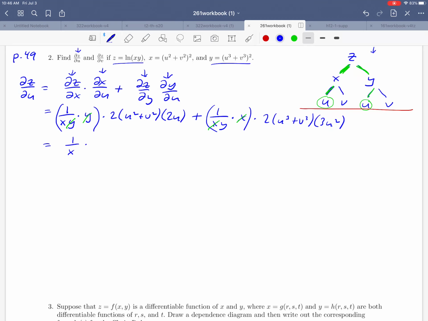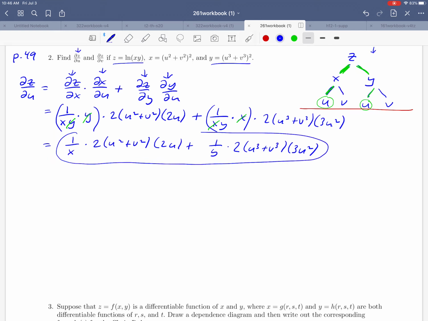I'm not going to worry too much about simplifying here. We have 1 over x times 2 times u squared plus v squared times 2u, plus 1 over y times 2 times u cubed plus v cubed times 3u squared. I'm going to take that as my final answer. Obviously, there are some things that we could do to simplify this if we wanted to. We could multiply some things together. We could substitute in x and y according to what we have up here and get our answers in terms of u and v. I'm not a huge fan of doing that because the point really here is more about finding a formula for the derivative and less about simplifying it.